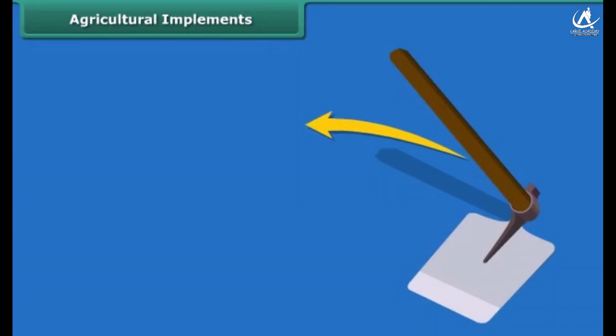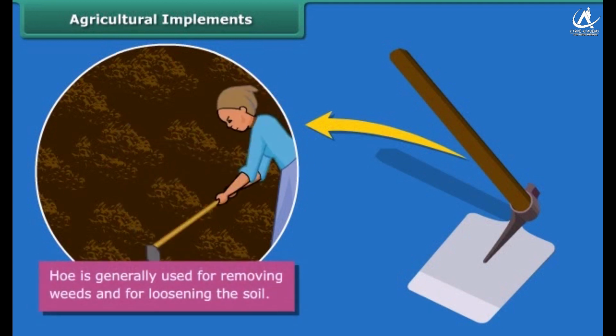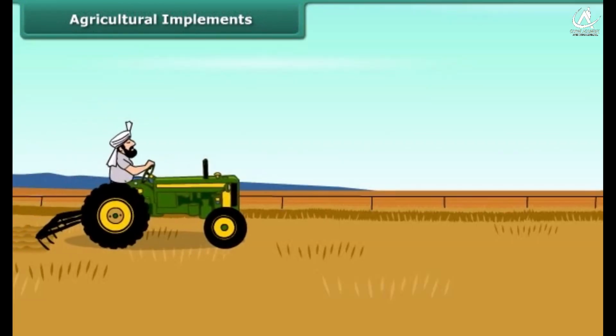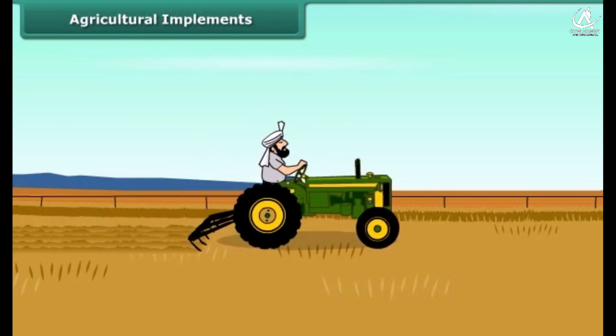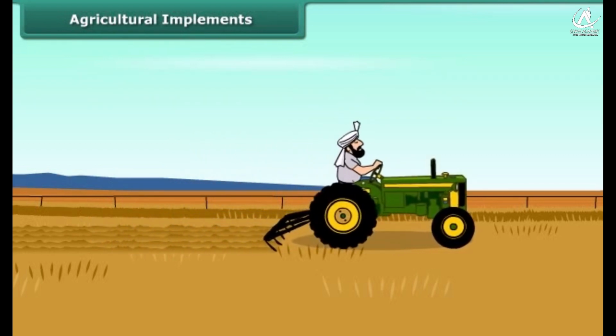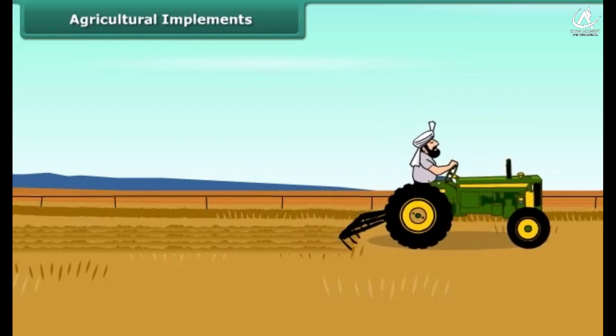Another tool used in plowing is a hoe. It is used for removing weeds and for loosening the soil. It has a long rod of wood, and a strong, broad and bent plate of iron works like a blade. Most of you must have seen tractors in the farms. Nowadays, plowing is done by tractor-driven cultivators, which saves both labor and time.